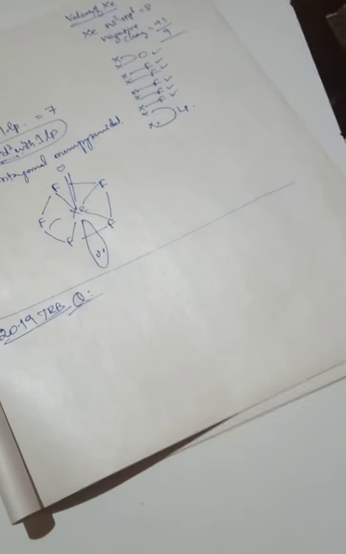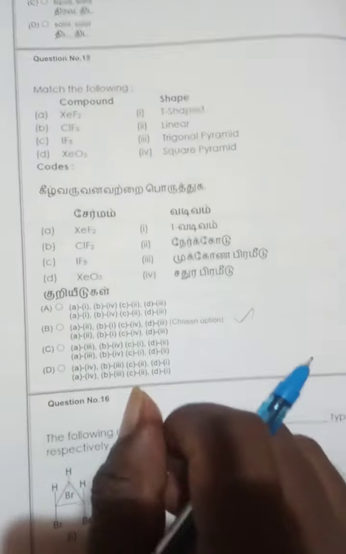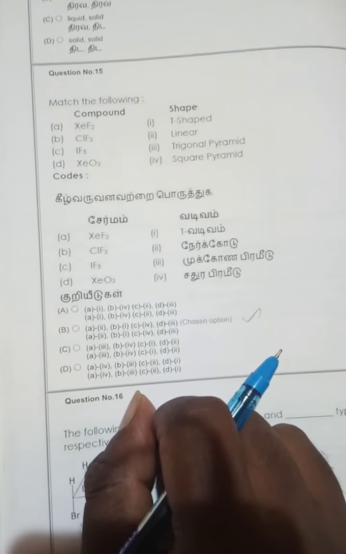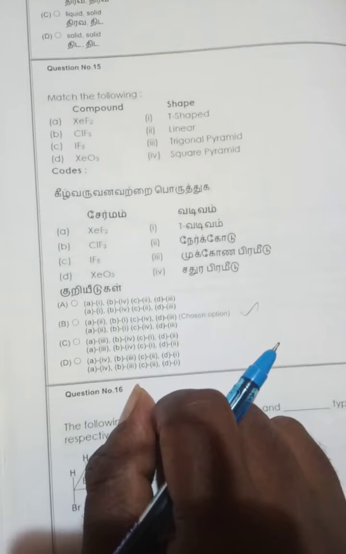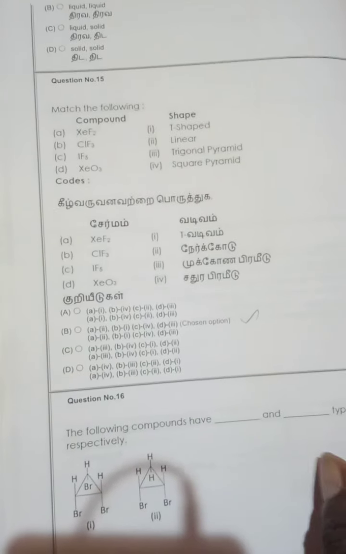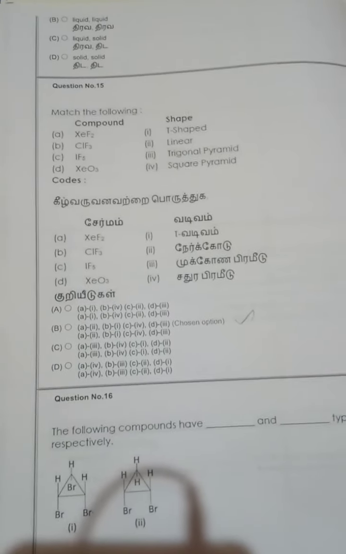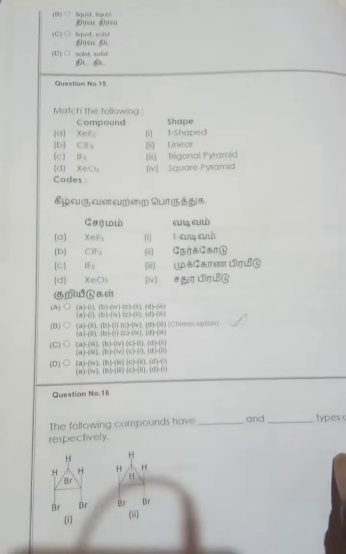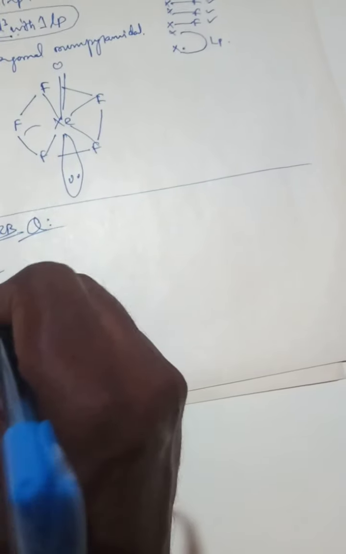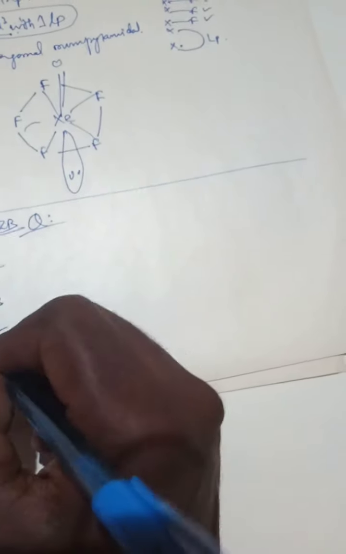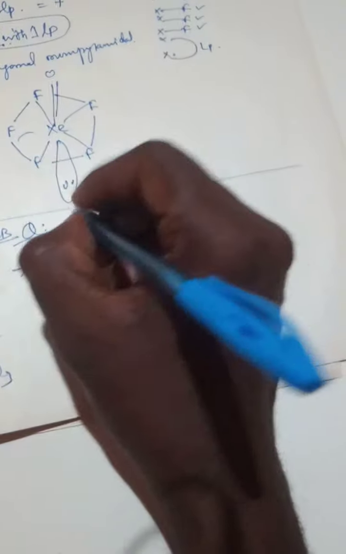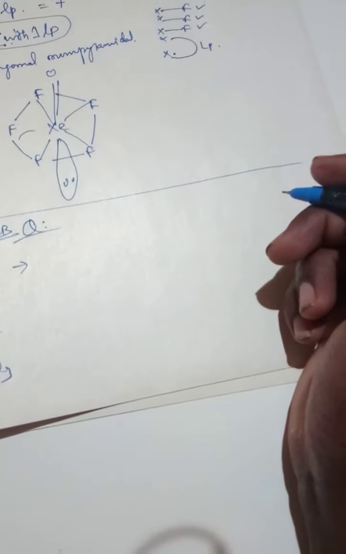Last year, in the 2019 TRB exam, a question was asked on this topic. Match the following: xenon fluoride, ClF3, IF5, xenon oxide, xenon trioxide. There are 4 options, and I will show a shortcut method to find the correct answer. Compounds like XeF2, ClF3, IF5 and xenon oxides can be identified easily. Xenon compounds are all similar.